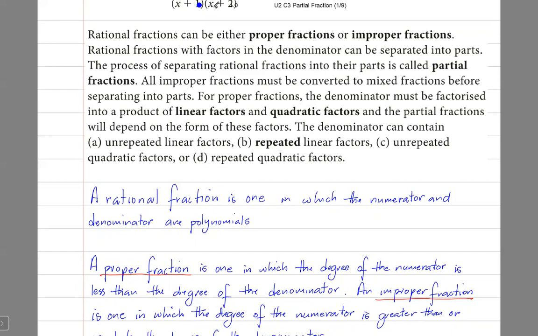The denominators can contain A, unrepeated linear factors, B, repeated linear factors, C, unrepeated quadratic factors, or D, repeated quadratic factors. And we are going to look at all four types over the course of looking at this topic. Now, a rational fraction is one in which the numerator and the denominator are polynomials.